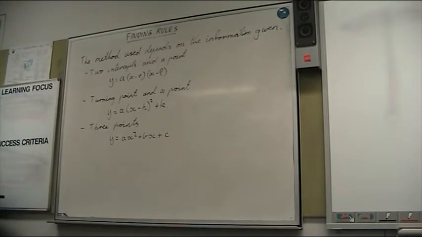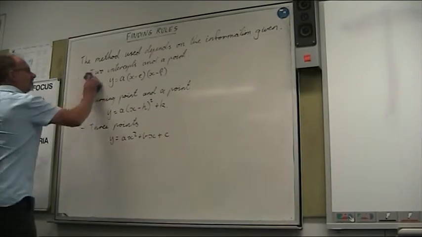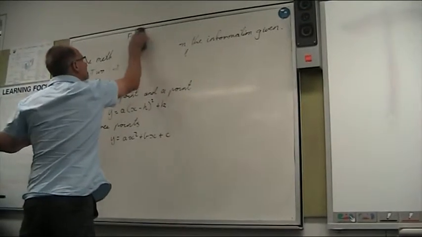Alright, are we done? Can I rub that off? Yes, no? No. Yes. Where are you up to, Glenn? I'm up to y equals a bracket x minus h squared. Right. Do this bit.